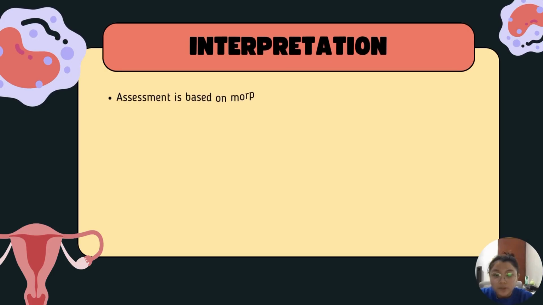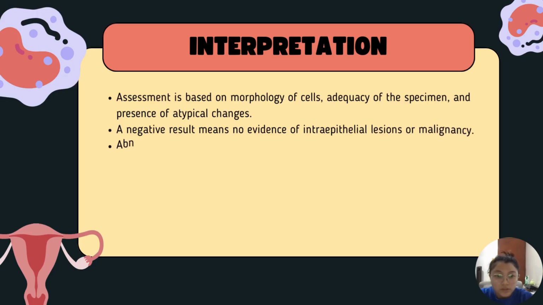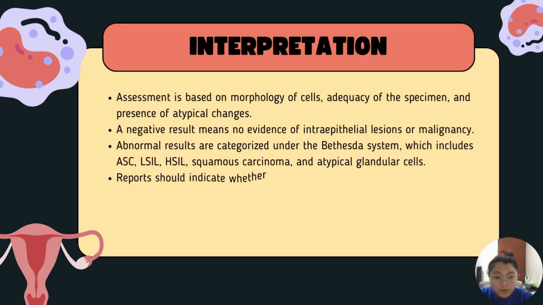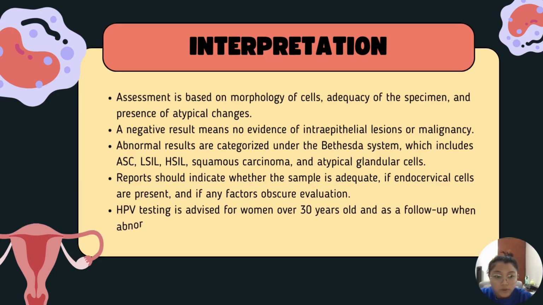For pap smear interpretation, results are assessed based on cell morphology, sample adequacy, and degree of atypia, as outlined in the Bethesda system. Negative results indicate no intraepithelial lesion or malignancy, while epithelial cell abnormalities are reported according to categories I just described. Proper reporting should note sample adequacy, presence of endocervical cells, and any obscuring factors. And HPV testing is recommended for women over 30 or as follow-up for certain abnormal results.